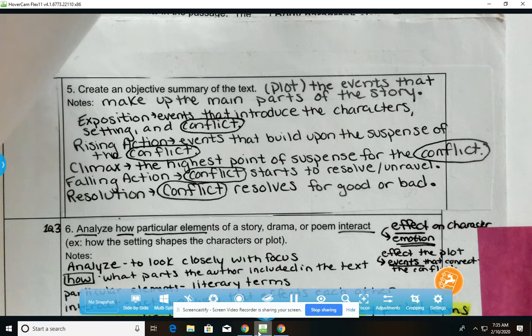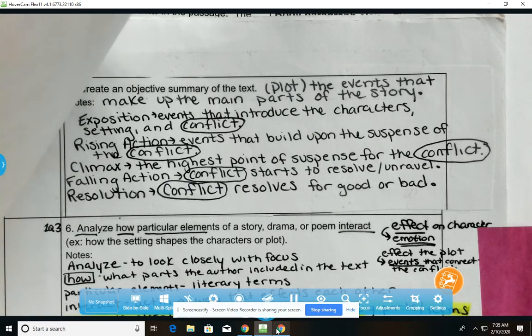Remember, sometimes poems will be set up in a narrative way with a conflict, and sometimes poems just express strong emotion. So you have to determine that. But do make sure that your summary is objective and that it covers exactly what the entire poem's about.